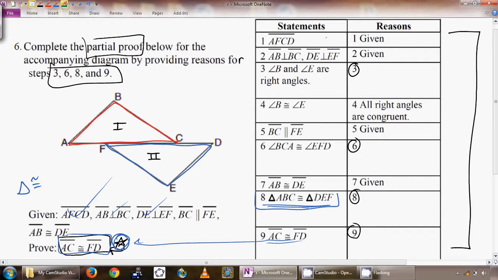And we know, well, if AB is perpendicular to BC, a right angle is formed at B. And the same thing with DE and EF. There's a right angle here, okay? And step 3 is angle B and angle E are right angles. And well, how do we know that? Well, that's just the definition of perpendicular.